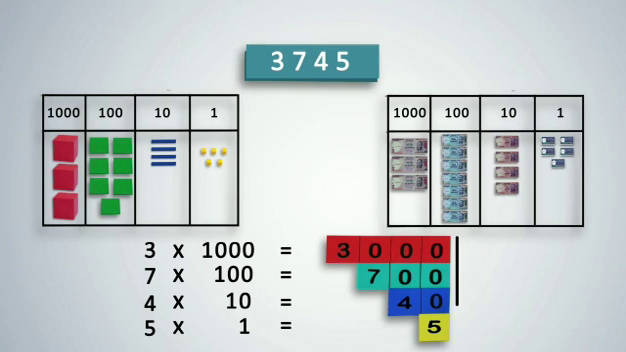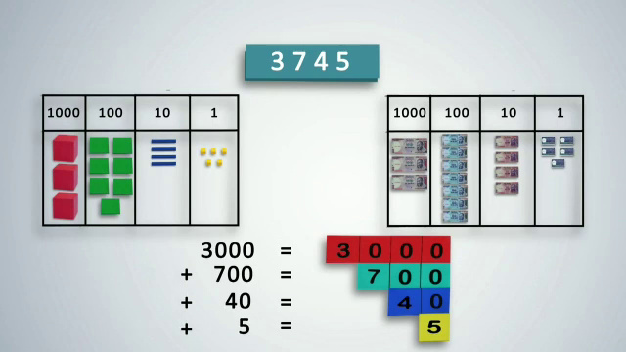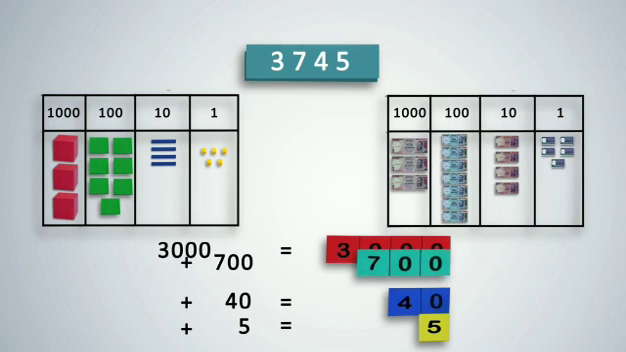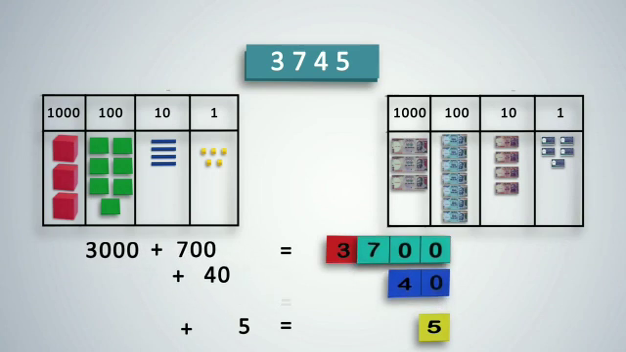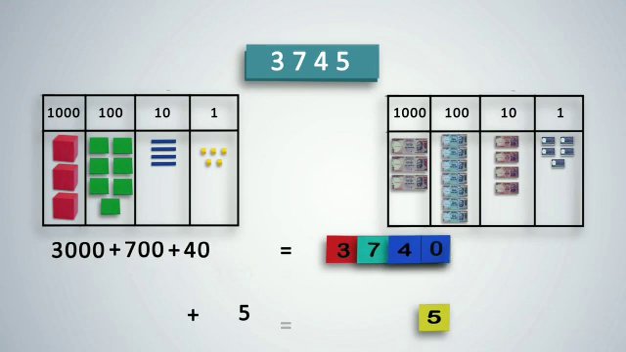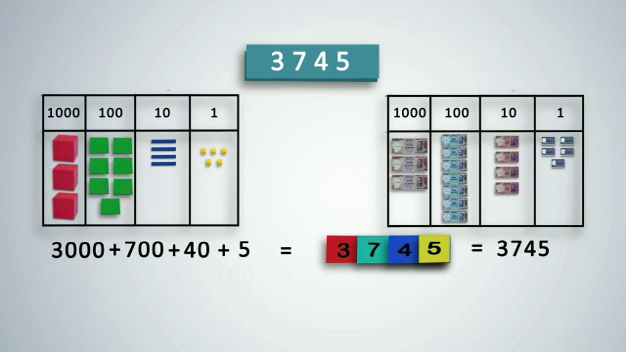It is important to align the strips to the right. This shows the expanded form of 3745 as 3000 plus 700 plus 40 plus 5. Third step, rearrange the strips. Place green over red, next blue over green, and finally yellow over blue, all aligned to the right. We can now see the contracted form of the number.